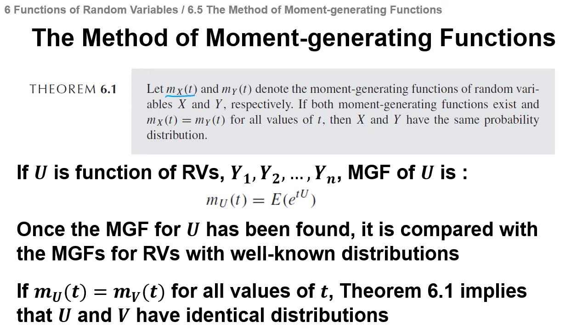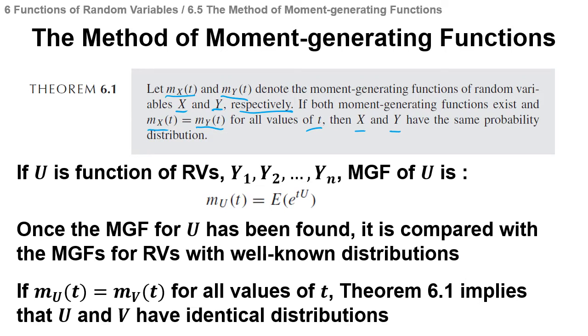Let m_X(t) and m_Y(t) denote the moment generating functions of random variables X and Y respectively. If both moment generating functions exist and m_X(t) is equal to m_Y(t) for all values of t, then X and Y have the same probability distribution. This is the uniqueness of the moment generating function.